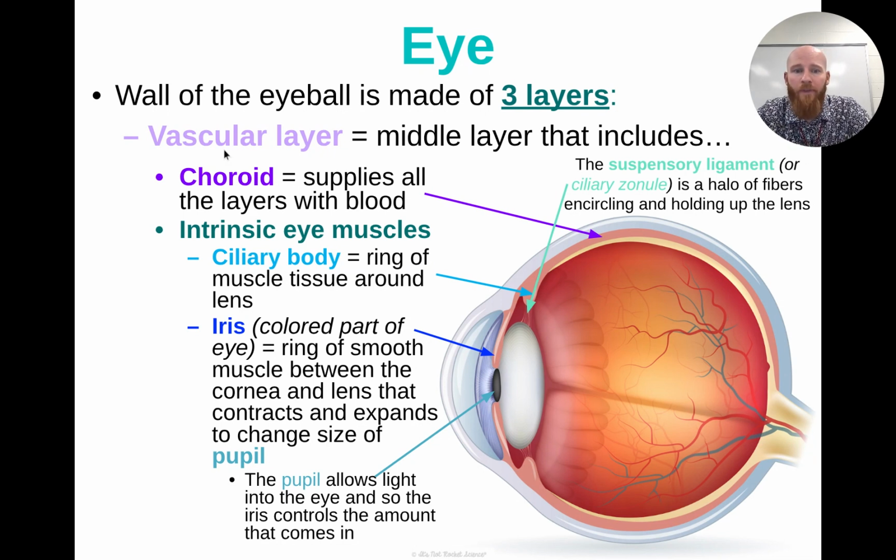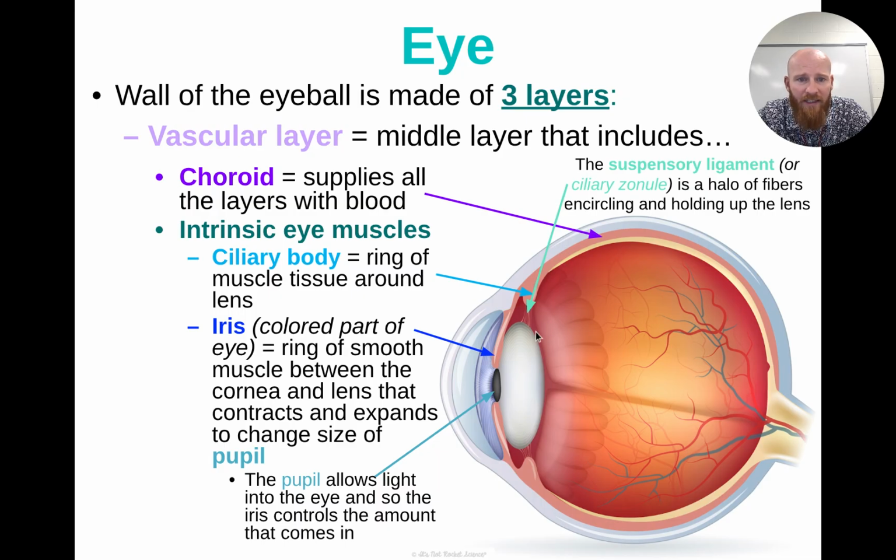Okay, so in this middle layer, it's going to include your choroid, right? This supplies all the layers with blood. And then you've got intrinsic eye muscles, such as your ciliary body. This is that ring of muscle tissue that surrounds your lens. Okay, so your lens is here, right?